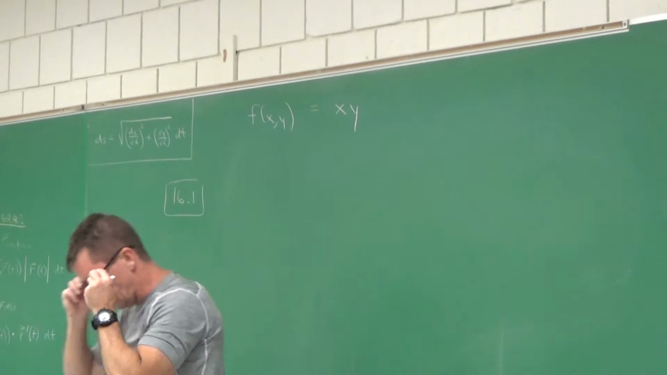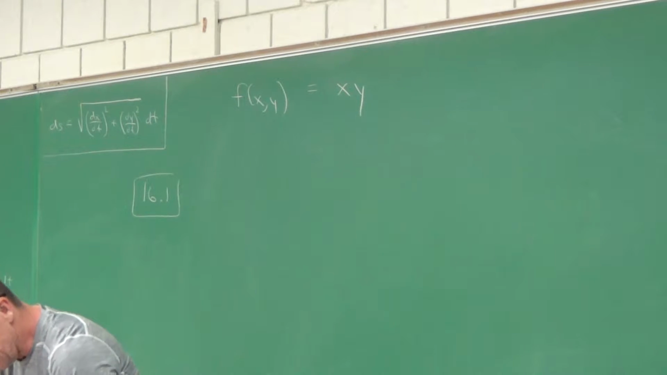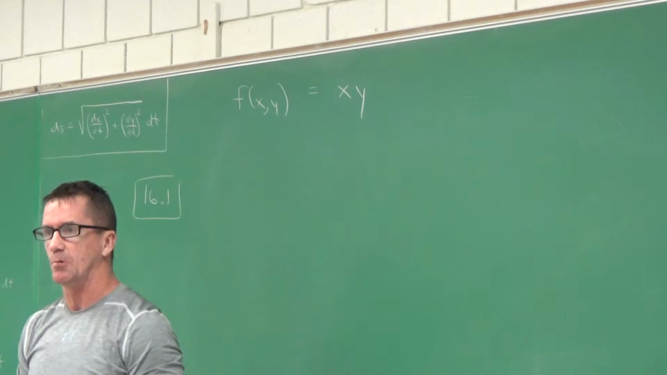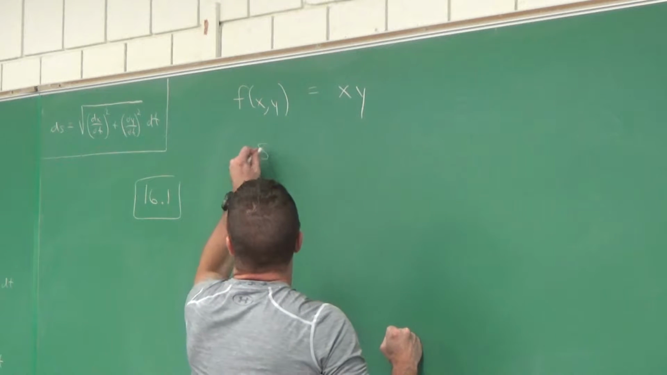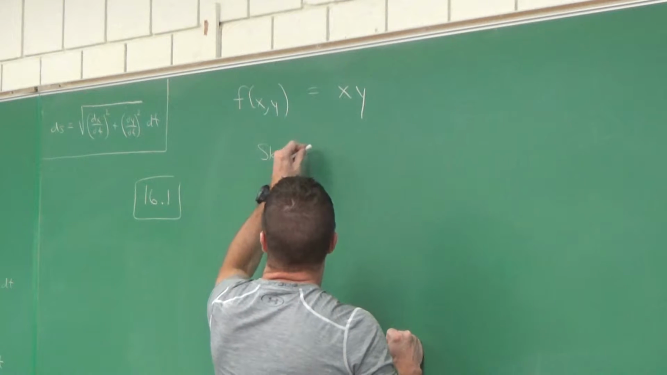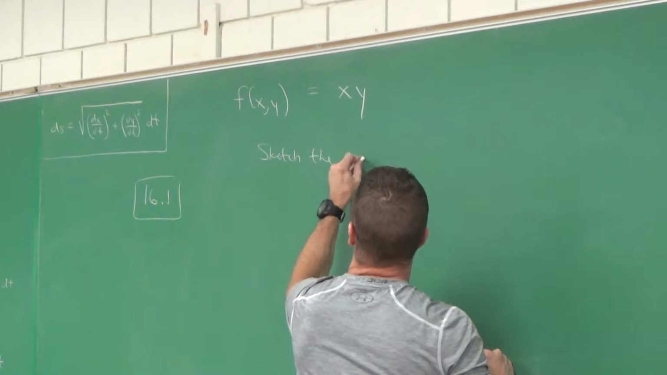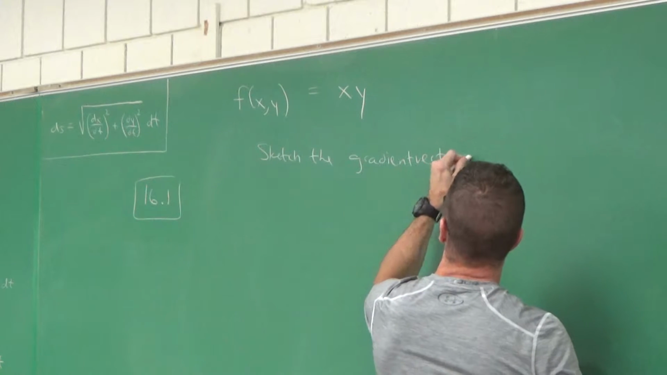And here's the directions in the book. I want to tell you which problems this is like in the book. This is a problem like number 21 out of 16.1. They go, sketch the gradient vector field of that.